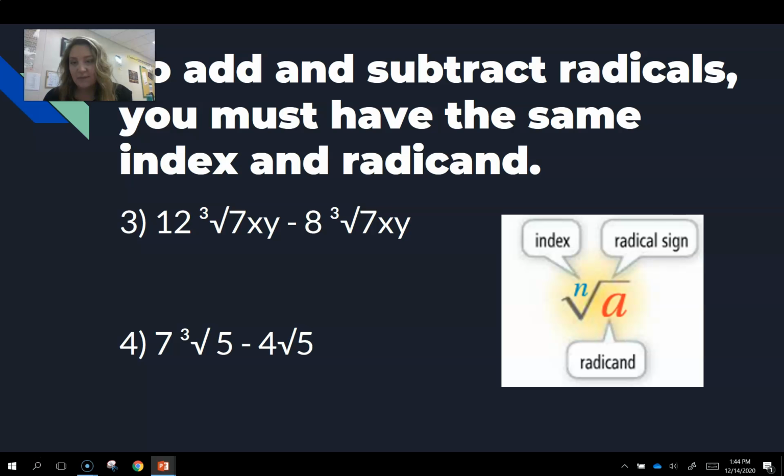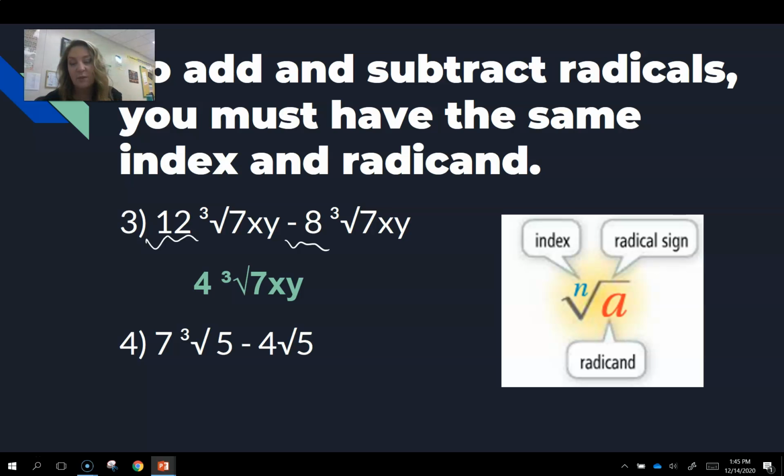Let's do this one. Number 3 is 12 times the cube root of 7xy minus 8 times the cube root of 7xy. They both have the cube root of 7xy, so I can do this. So I would do 12 minus 8, which is going to give me 4. So it's 4 cube root of 7xy. That like term stays the same. It never changes when we add or subtract.